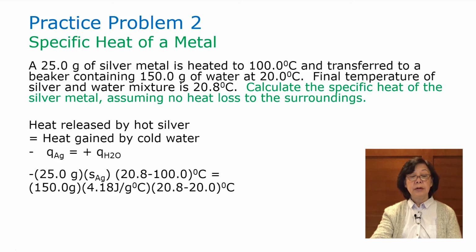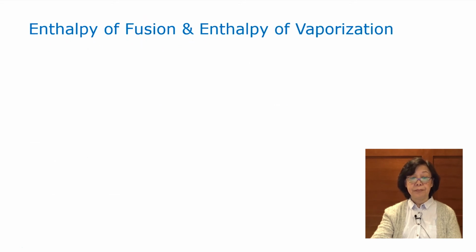Now, once we have the negative sign in front of the heat released by the hot silver, even though our delta T will be negative on the left-hand side, the negative times negative will be positive. So now we calculate the specific heat of silver being 0.25 joule per gram degree C. The units are important.